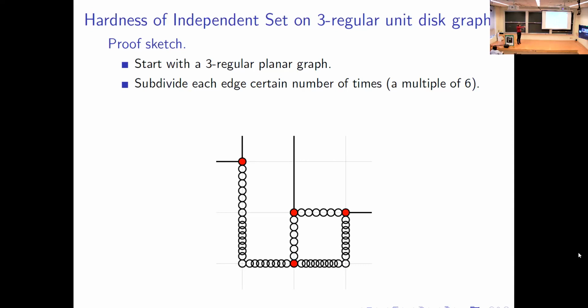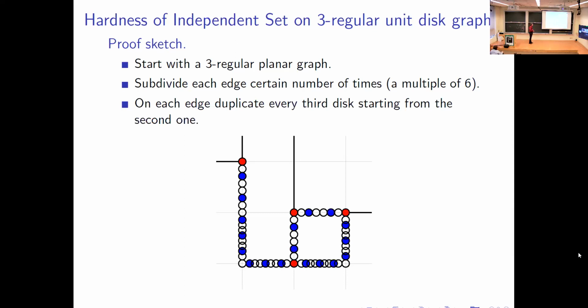Okay, so now we have subdivided the edges, but I promised to have the graph 3-regular, so that's why we have a multiple of 3. We duplicate every third vertex, starting from the second. So now the graph is indeed 3-regular. Now it is not hard to see that when I have an independent set in the original graph, then I can just insert the remaining vertices on the path. Setting the budget appropriately, because we have an even number of disks, this reduction works.